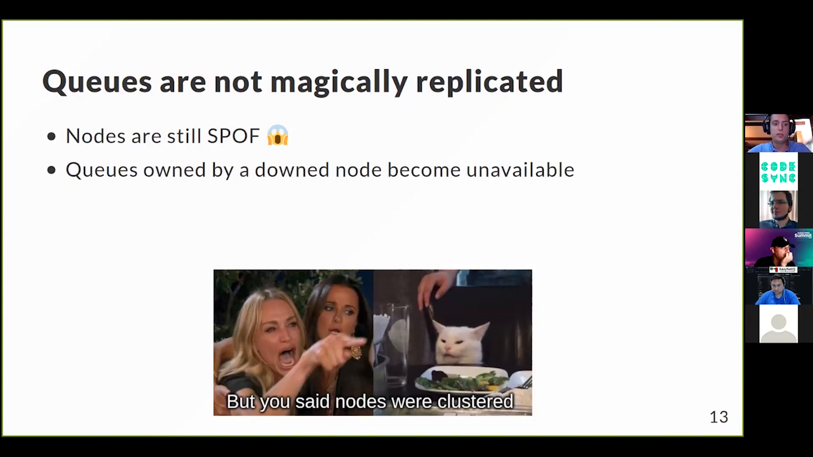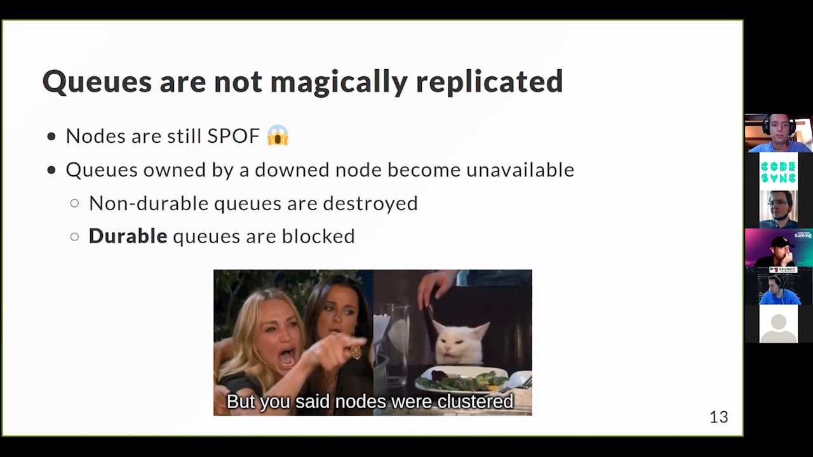That's because, just like I said before, queues are owned by only one node. And if this node is down, you lose all the queues. You lose all the queues in two different ways. Non-durable queues are destroyed with all the messages within, and durable queues are blocked. And you have to fix the cluster in order to be able to redeclare them if you want to.